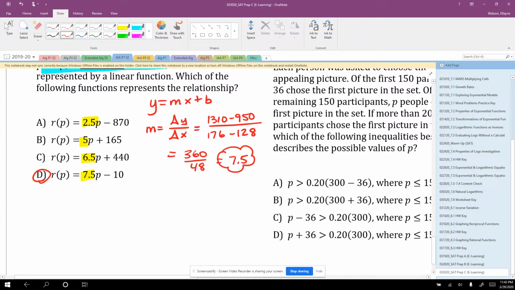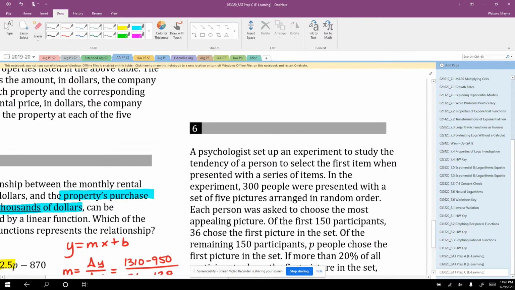Now, if you weren't totally confident, you could also find the y-intercept and just check that it is negative 10, or you can take any of those points above and plug it in and make sure that it satisfies that equation. Okay, moving on to the next one.